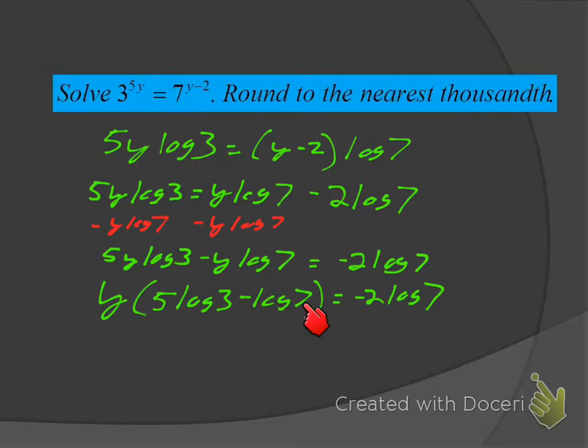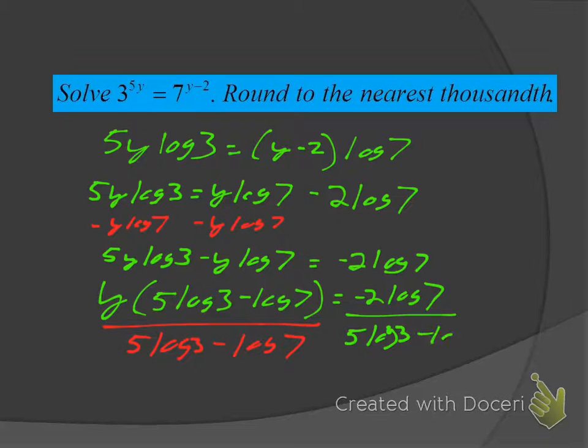Now, you have 5 log 3 minus log 7 in parentheses times y. That 5 log 3 minus log 7 is just a number, so you can divide it to both sides, because these two cancel out, to leave you with y equals all that.